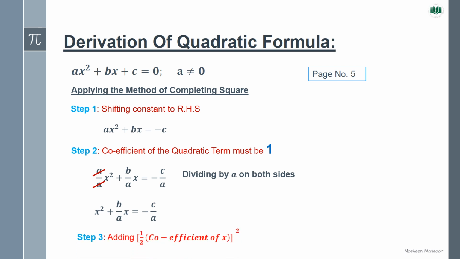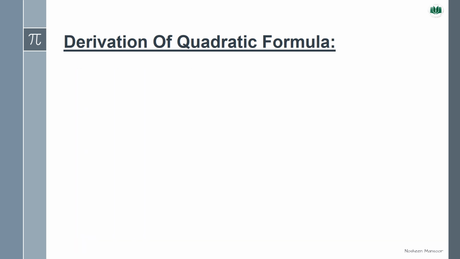Now step 3, adding half of the coefficient of x whole square on both sides. You should know that here the coefficient of the squared term is 1, the coefficient of the middle term is b by a, and c by a is the constant on the right hand side. So adding half of b by a whole square, which is equal to b by 2a whole square, on both sides of the equation.